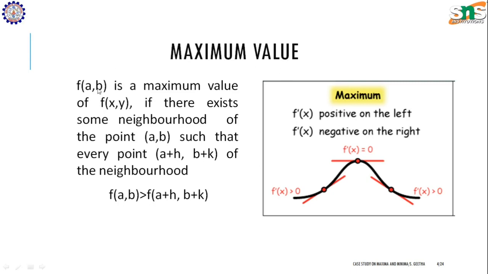Maximum value. f(a, b) is a maximum value of f(x, y) if there exists some neighborhood of the point (a, b) such that for every point (a+h, b+k) of the neighborhood, f(a, b) must be greater than f(a+h, b+k). That means compared to the neighborhood, f(a, b) must be greater.